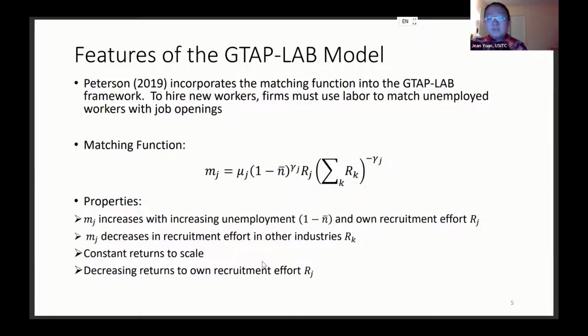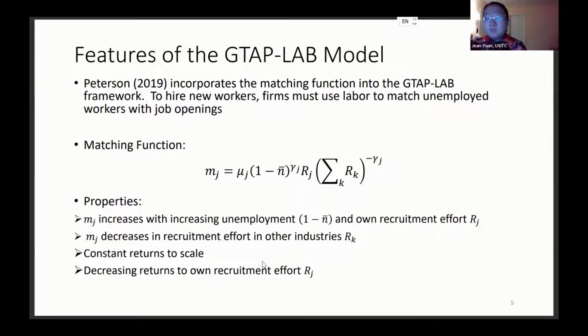On the left-hand side, M_j is the number of new workers that are matched into sector j. Then 1 minus N is the unemployment rate. R_j is the recruiting effort in sector j, and R_k are the recruiting efforts in all the other sectors except sector j. Mu_j and lambda_j are the matching efficiency and the matching elasticity parameters.